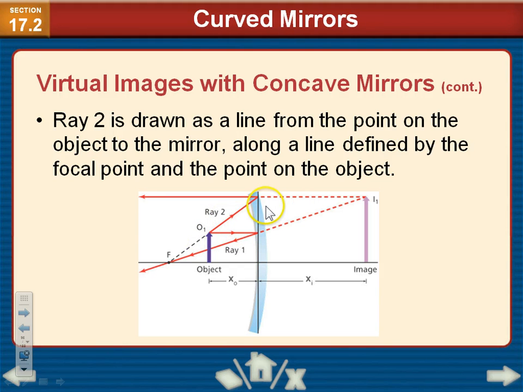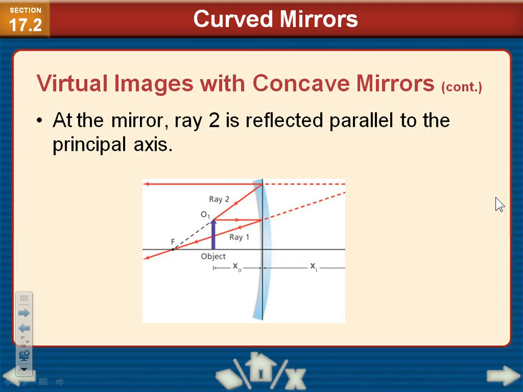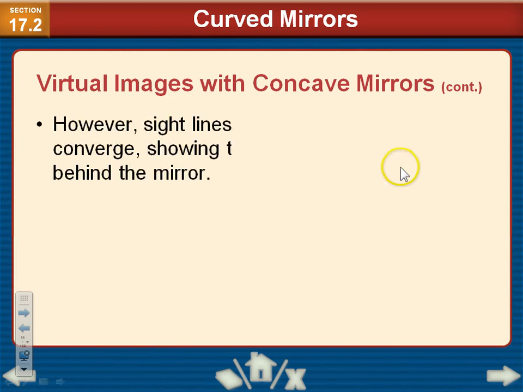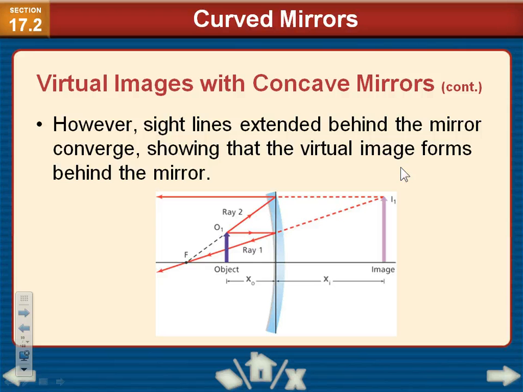Ray 2 up here is drawn from the object along a line defined from the focal point, and it actually goes out parallel to the axis. If you think about it, going through the focal point and back up, it's then going parallel. So ray 1 and ray 2, if we back trace them, converge and create a virtual image behind the mirror.